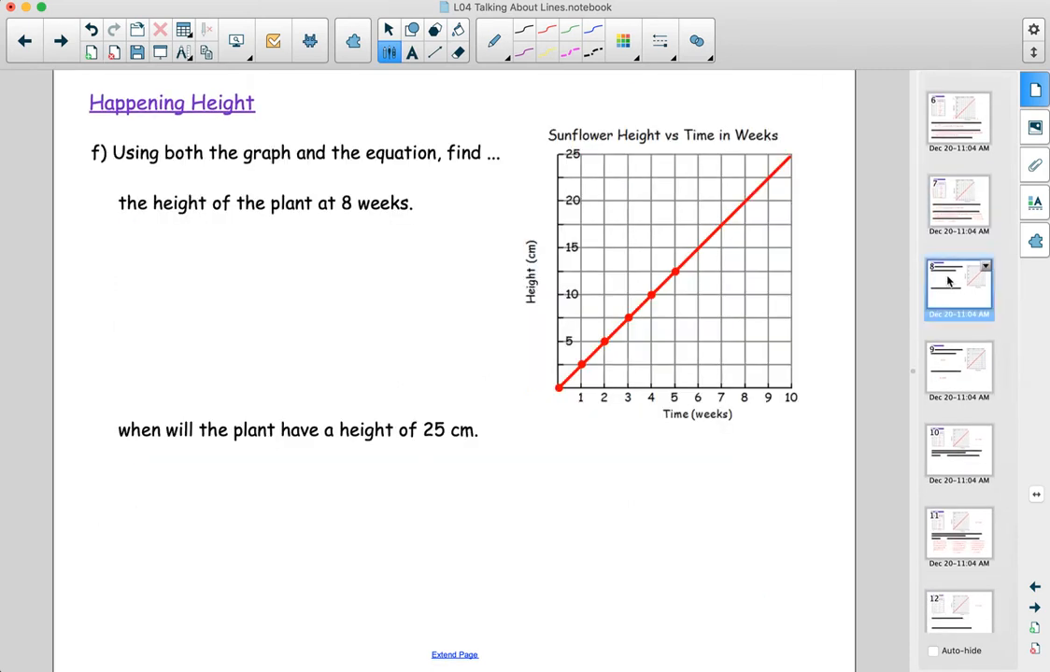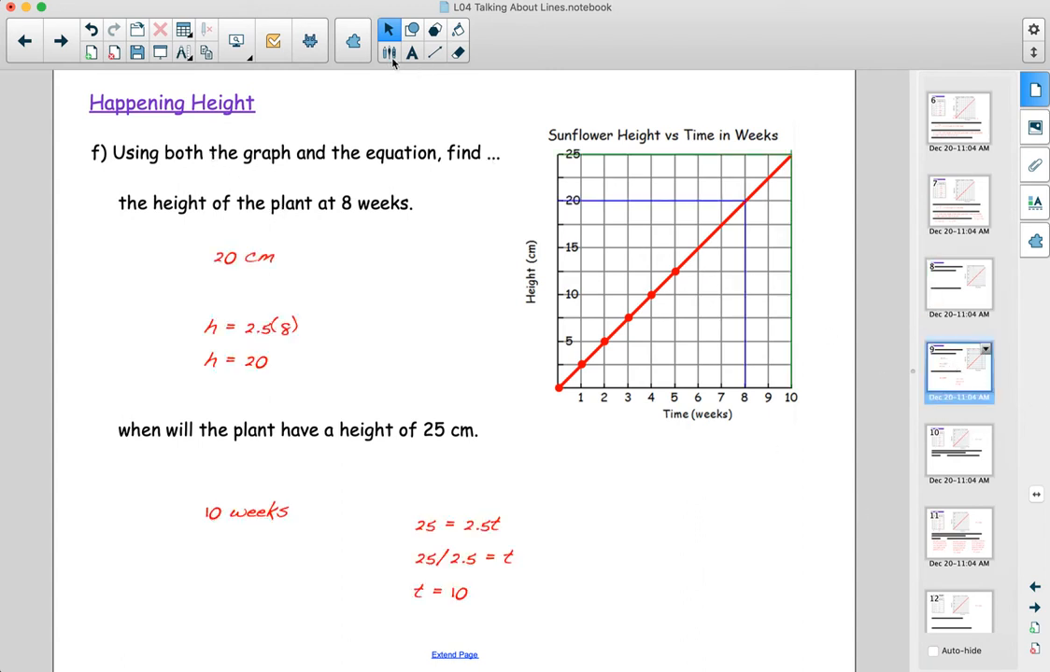Use both the graph and the equation to find the height of the plant at 8 weeks. And also, when will the plant have a height of 25 centimeters? And again, a time to ponder pause. All right, so resuming and taking this up. All right, let's move forward.